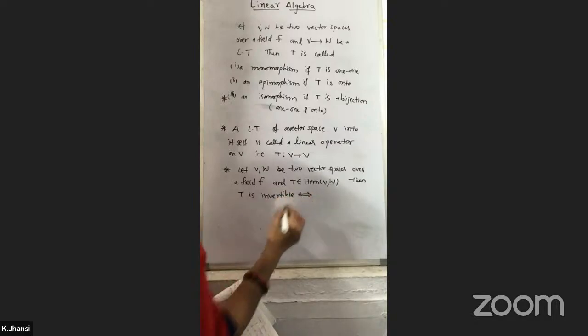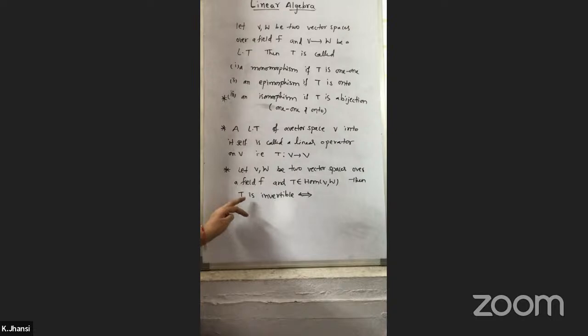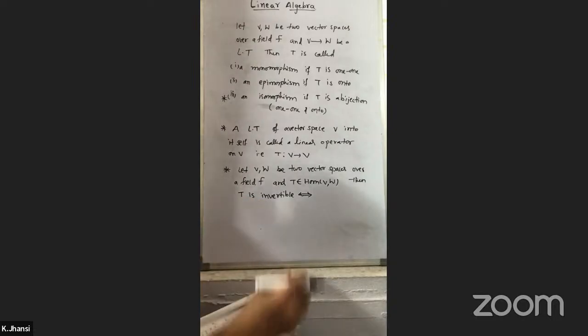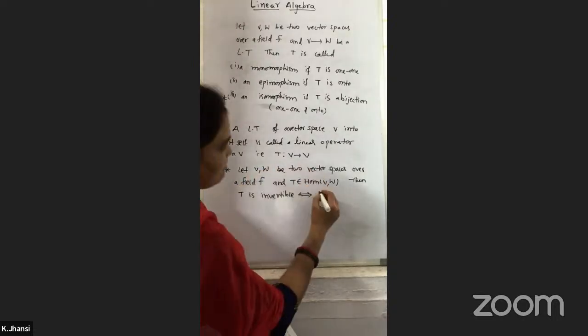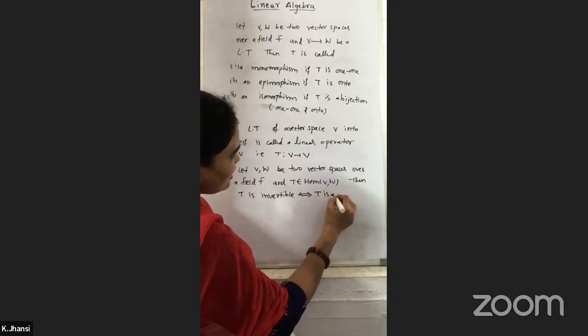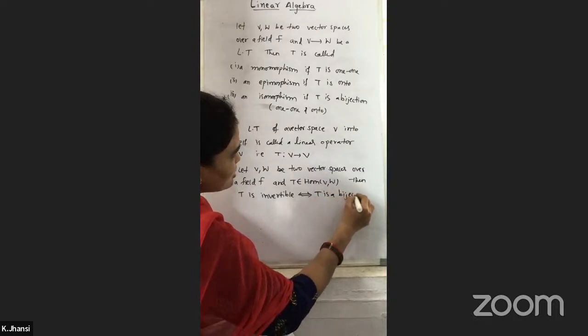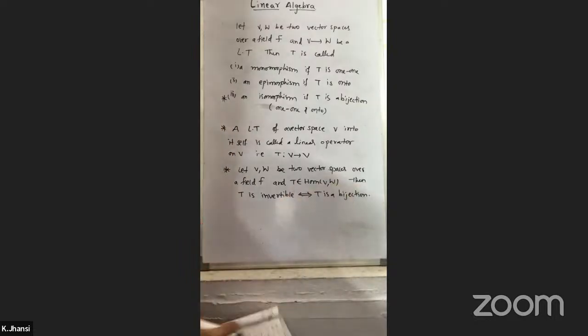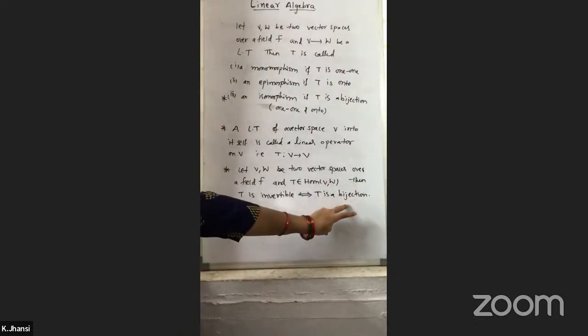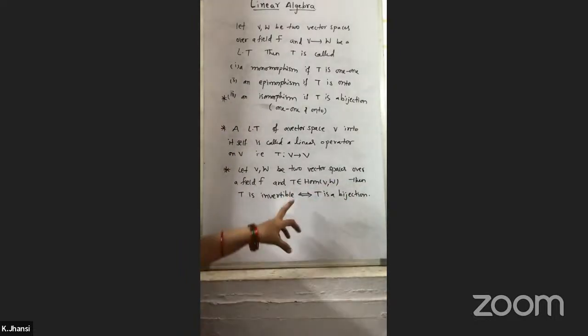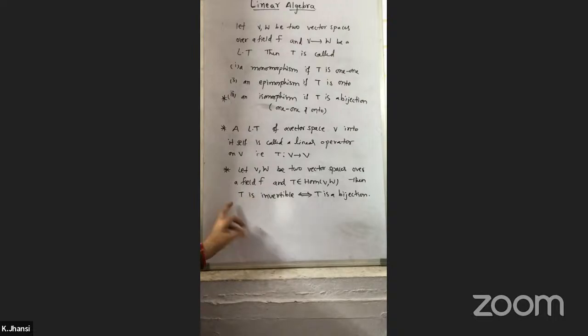This is the symbol for if and only if. So T is invertible if and only if T is a bijection. That means if T satisfies the one-one and onto conditions, then we can find the inverse of T. Here T belongs to Hom(V, W).